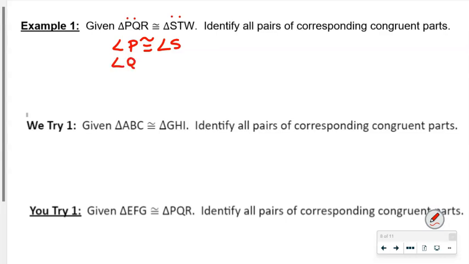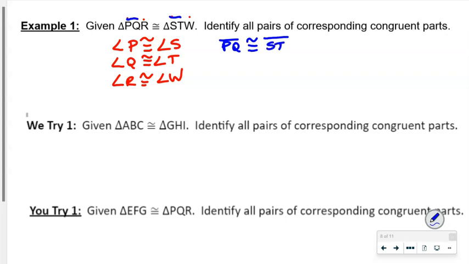Angle Q is going to be congruent to angle T. And then R and W. So angle R is going to be congruent to angle W, right? Okay, now we're going to talk about sides. So right here, our first 2 letters, PQ, is going to be congruent with our first 2 letters, ST.